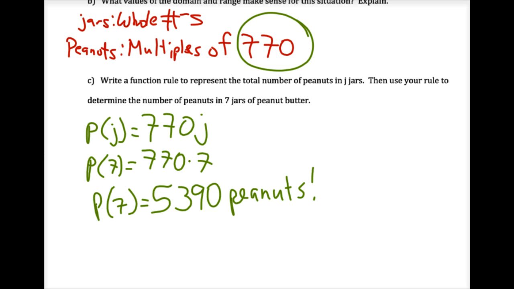All right, let's try another one of these. This one seemed a little bit easier.